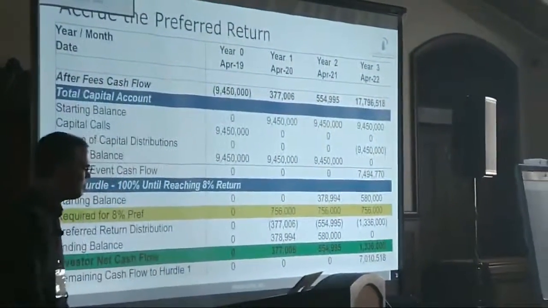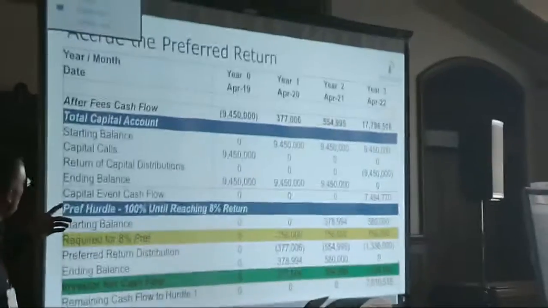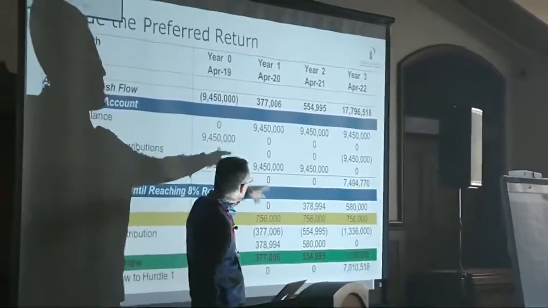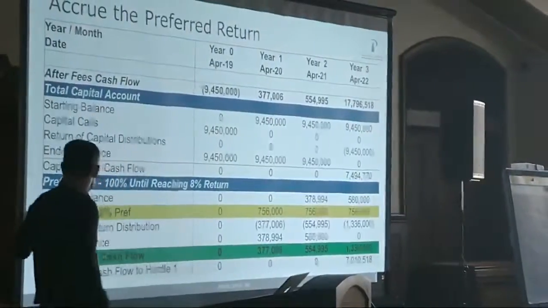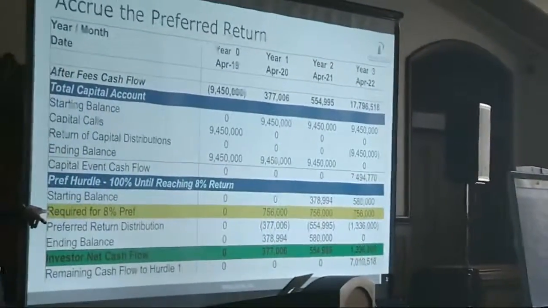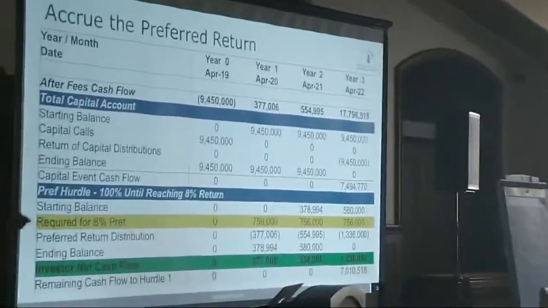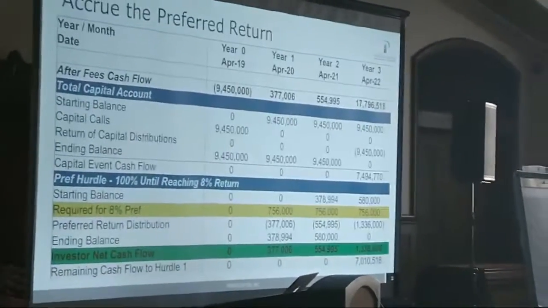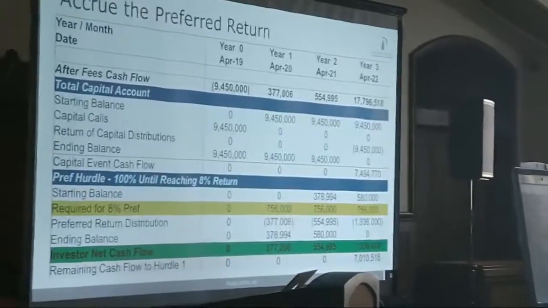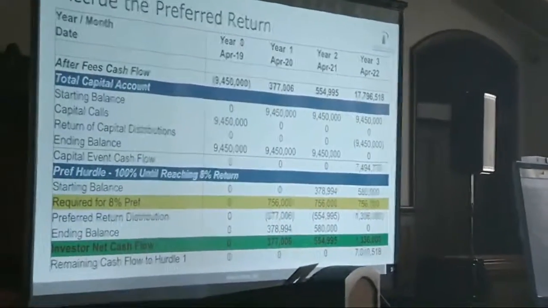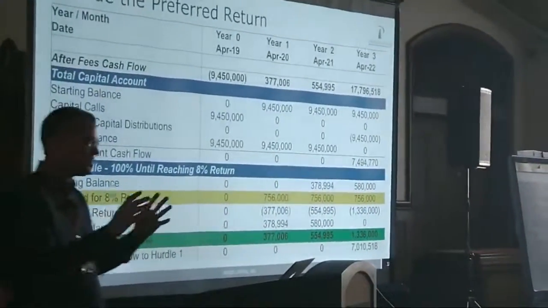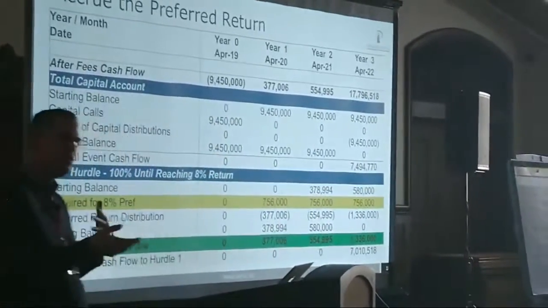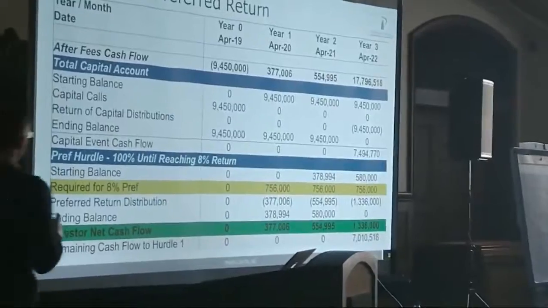So the next step is, I showed you, we already showed tracking the capital account, right? So the next thing that has to happen is, how much money is an 8% return on that capital? So that's the next calculation you have to make. So it's $756,000 a year. So now you have to track the preferred return, because remember, the investor gets 100% until they've reached an 8% return. So how do you keep track of that? You'll just do it in a simple spreadsheet.